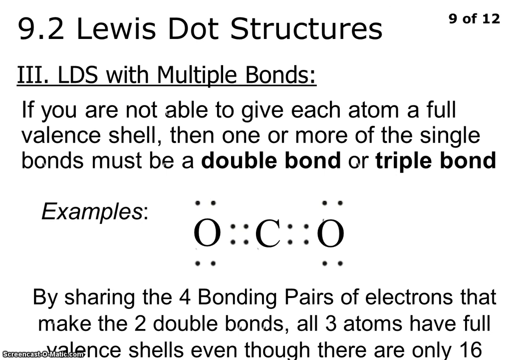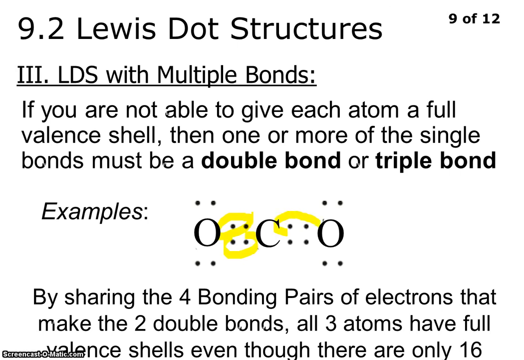If you're not able to give each atom a full valence shell with the number of electrons you have, what that means is more electrons need to be shared. So you're going to need to make one of your bonds a double or a triple bond. For example, in CO2, you actually need 2 double bonds. So you have, here's one bond, here's the second bond in the double bond.